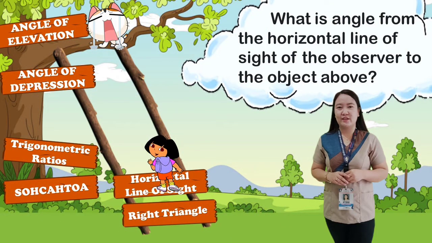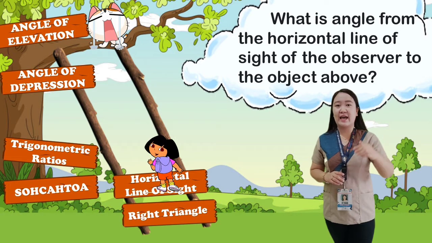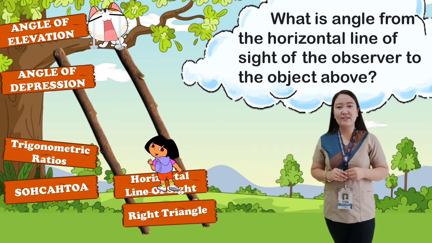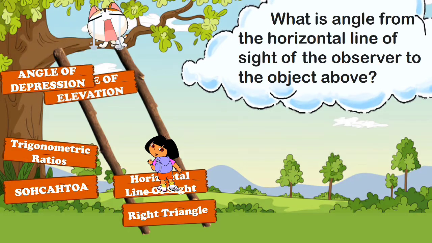Next question. What is the angle from the horizontal line of sight of the observer to the object above? Can you still recall? Very good. That is the angle of elevation. Jump! Jump!